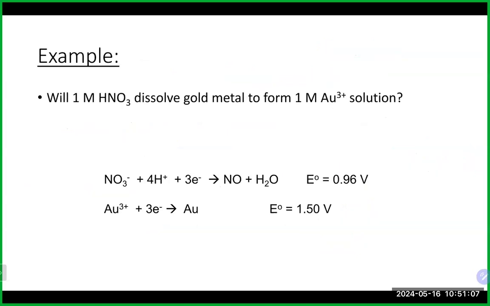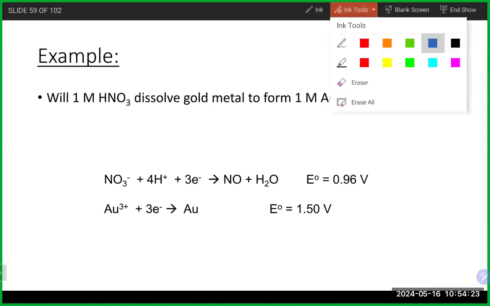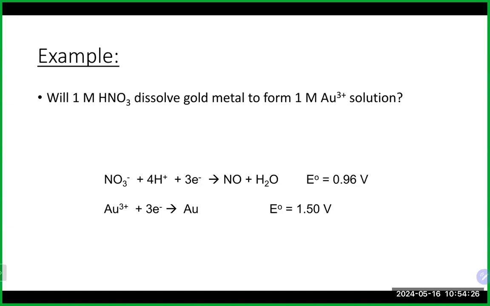All right, so let's try another one here. The question is, will 1 molar nitric acid dissolve gold metal to form 1 molar gold-3 ions? There are some SRP values there on the bottom. Okay, so let's take a look. So in this case, my cathode is, what's my cathode? The second one here?